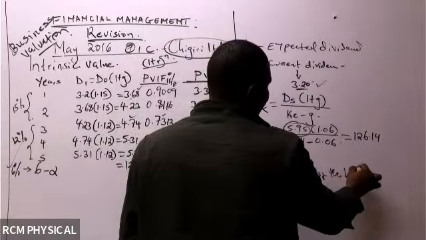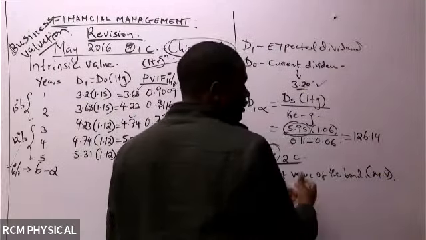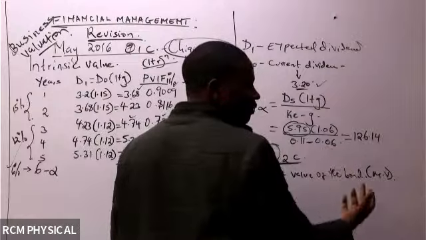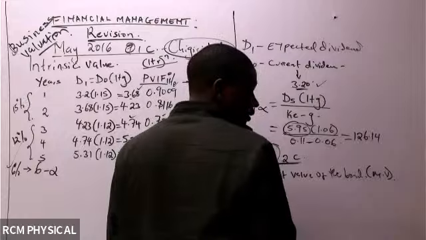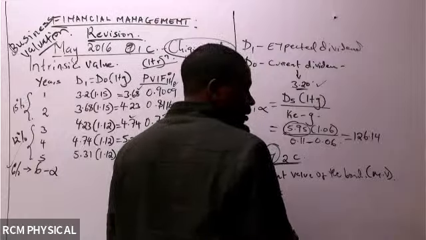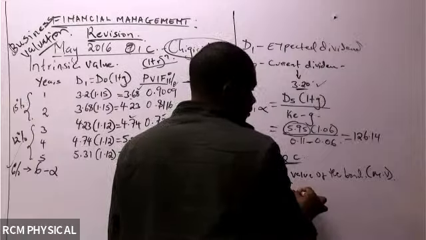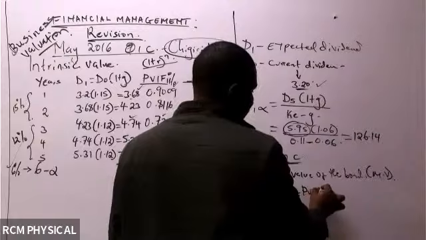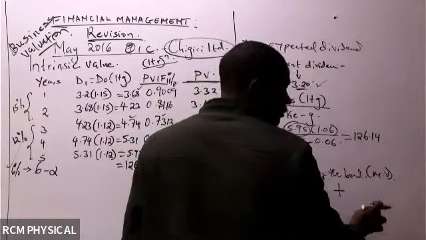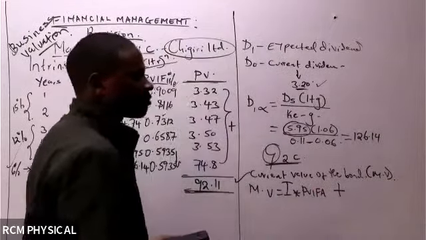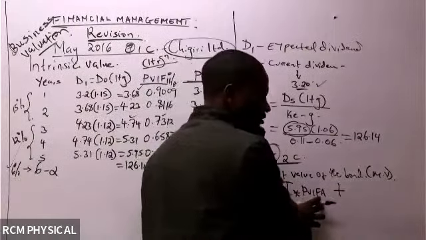So class, at this point, the examiner is asking you the market value of the bond, which is the intrinsic value of the bond. The market value of the bond is given by the formula: the present value of the interest plus what?